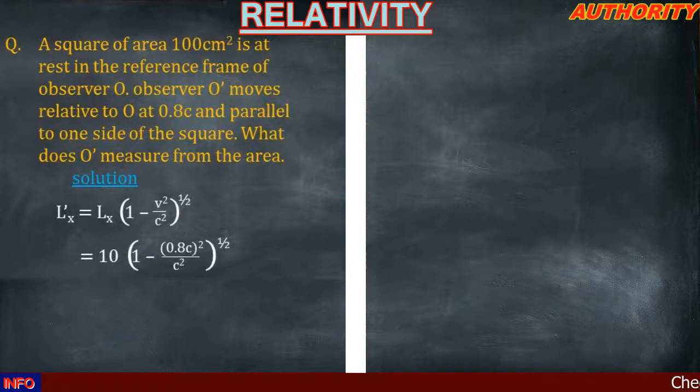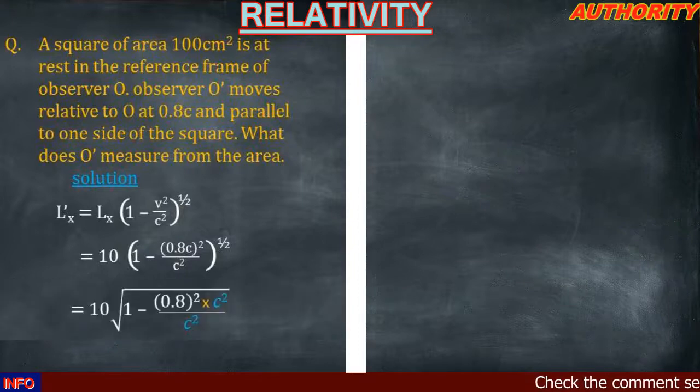So let's write 10 multiplied by the square root of 1 minus, now the v, which is the velocity, is 0.8 c. Now we'll put it in bracket squared all over c squared. So this 0.8 c squared, let's distribute the squared. That means we're going to have 0.8 squared times c squared all over c squared. So c squared in the numerator will cancel c squared in the denominator, right? Good. We'll be left with 1 minus 0.8 squared.